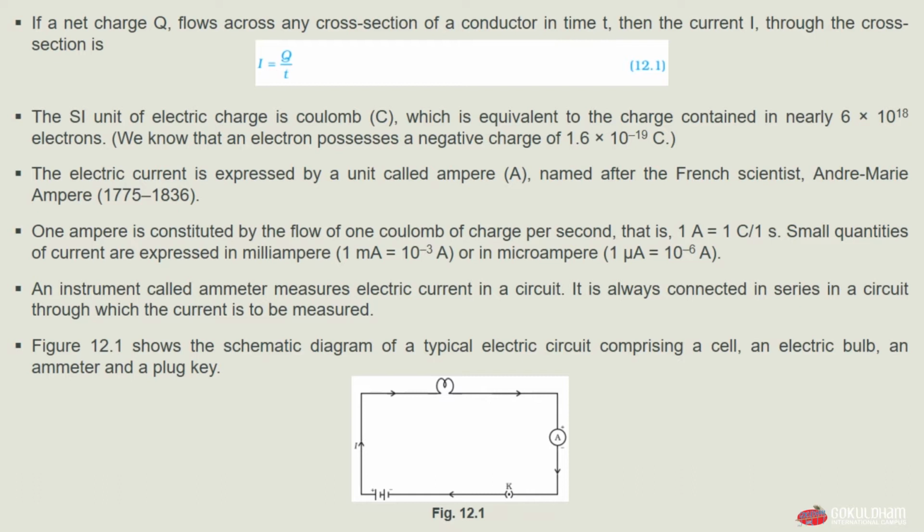An instrument called an ammeter is used to measure electric current in any particular circuit. And in order to measure that electric current in the circuit, the ammeter is always connected in series in that particular circuit through which the current is to be measured. Here you can see figure 12.1, which shows the schematic diagram of a typical electric circuit comprising a cell, an electric bulb, an ammeter and a plug key. In the figure, K represents the plug key, A represents our ammeter, there is a bulb on the top and also a cell. So this is a schematic diagram of a particular circuit in which the ammeter is used to measure the current.